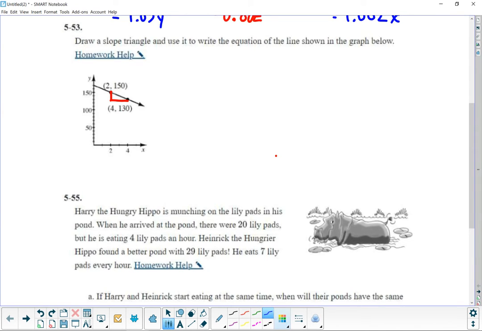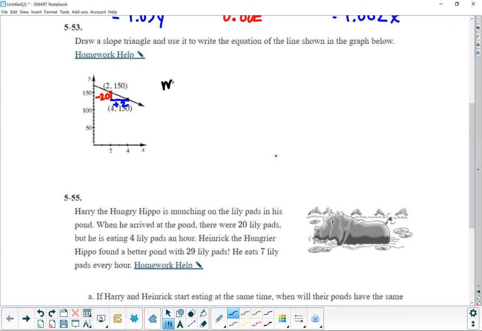Notice going up and down, that is the y. So for the y's, we're looking at 150 and 130, and we went from 150 to 130. So we're going down. Think about it, 150 take away 130, we're actually going down 20. Then if you look at the x's, we're going from 2 to 4. So we went forward 2 blocks, or 2 units. So our x is going to be positive 2.